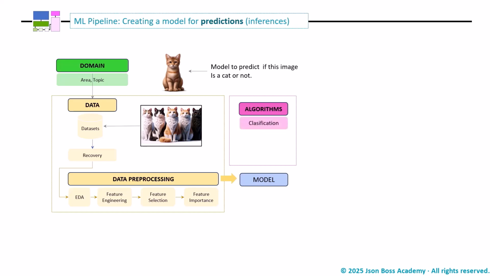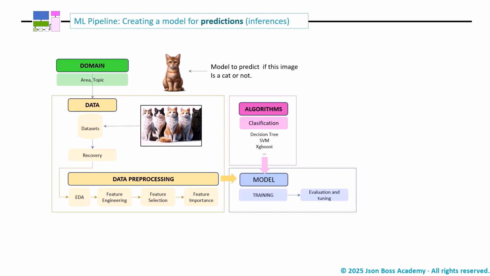Since we want to classify between two possibilities, cat or not cat, we will employ classification algorithms. There are many different algorithms, each suitable for certain problems and types of data. With this, we can train the model. Training the model is a process where the algorithm learns from the data to make predictions. After training, we need to evaluate and tune the model. This involves testing the model's performance and making adjustments to improve its accuracy.